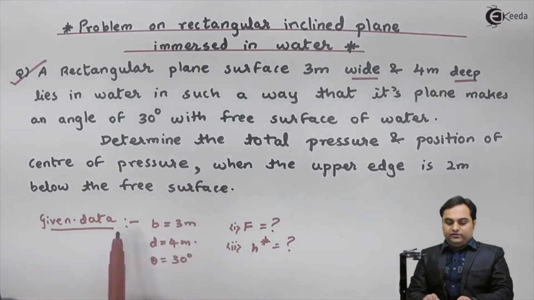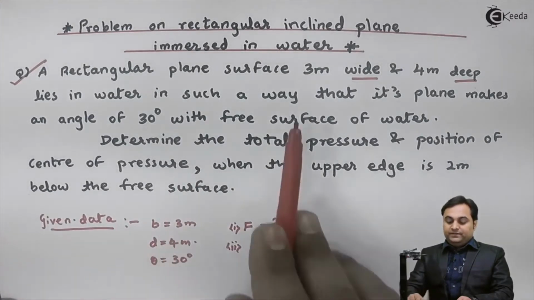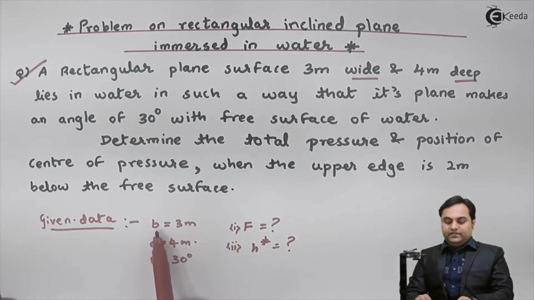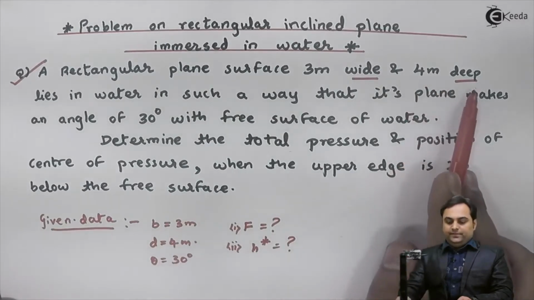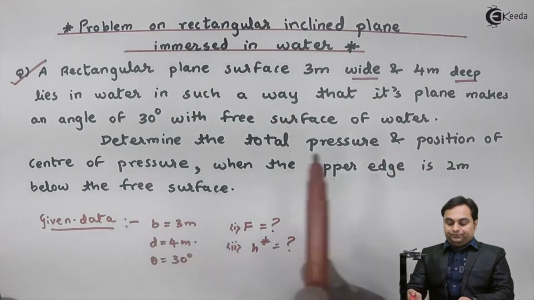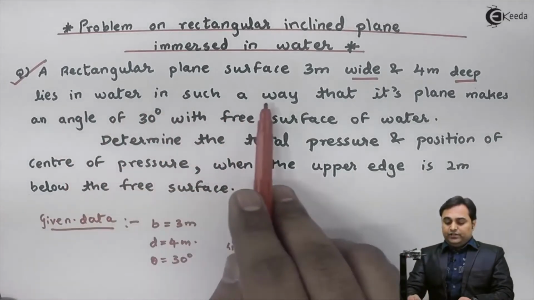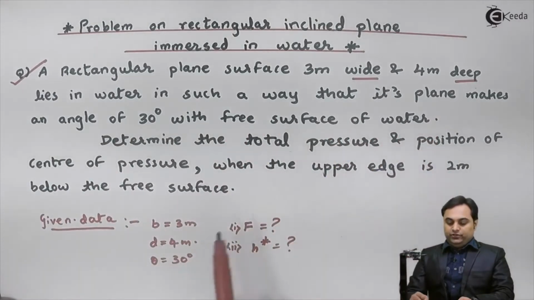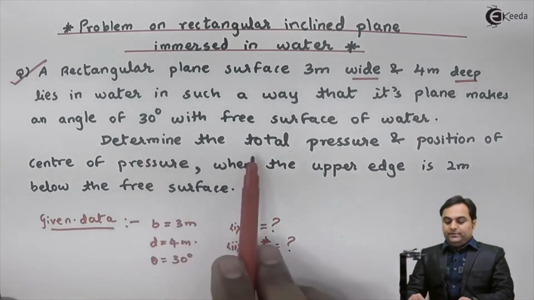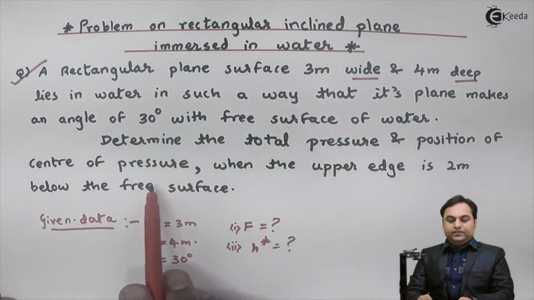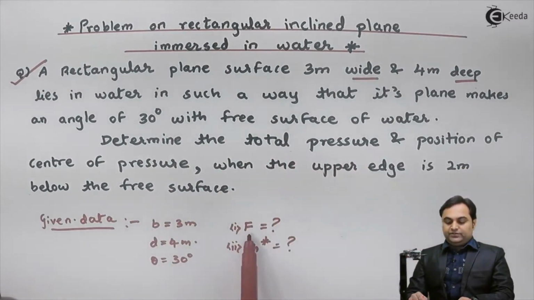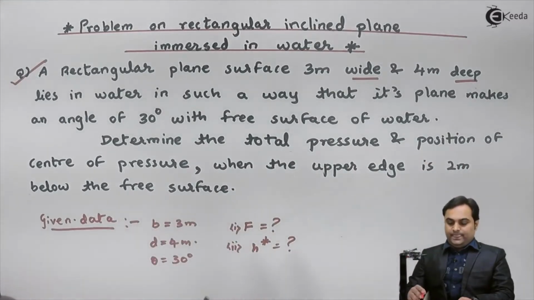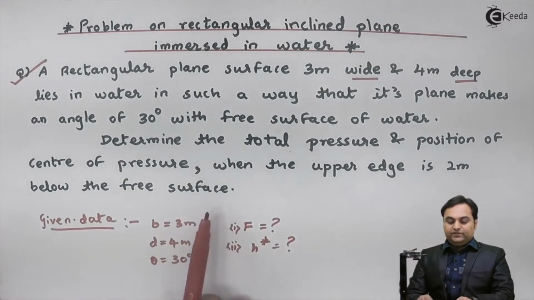Now, from this question, I have written this data. Since the rectangular plane surface is 3 meter wide, B, that is width, is 3 meter, and 4 meter deep, so D is equal to 4 meter. Next, it lies in water in such a way that its plane makes an angle of 30 degree with free surface of water, so theta is 30 degree. Determine the total pressure and position of center of pressure. Total pressure means hydrostatic force F and position of center of pressure is H star when the upper edge is 2 meter below the free surface.